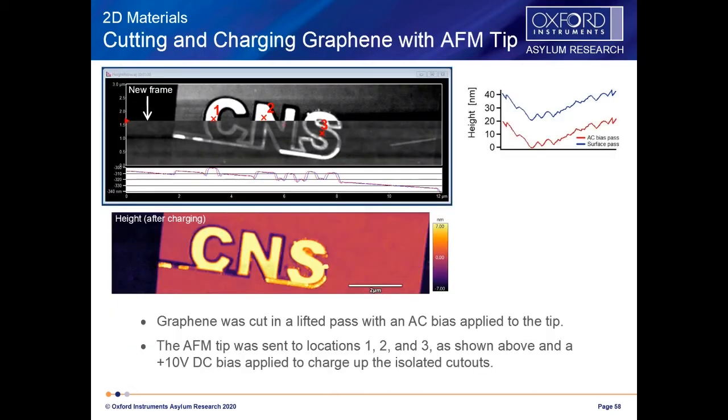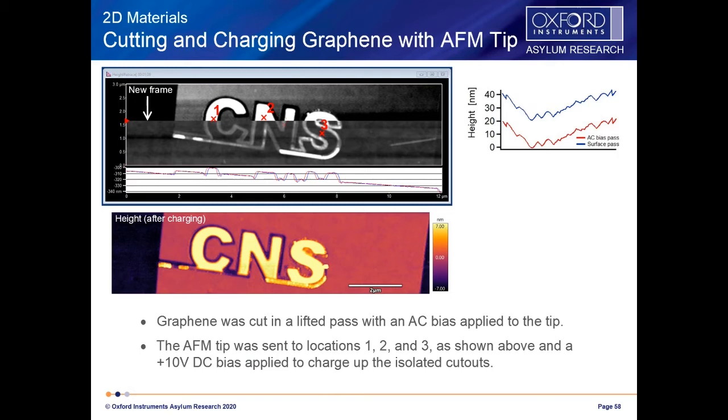Now this is a recent measurement. It's unpublished data, but it's very exciting. Recently, a discovery was made that you can use an AFM tip and apply an AC bias to the tip. And by applying an AC bias to the tip, you can actually cut graphene. Now, cutting graphene is actually really hard, and cutting it accurately is even harder.